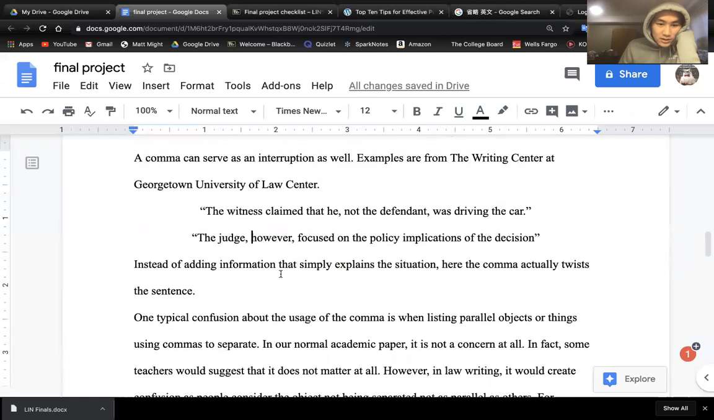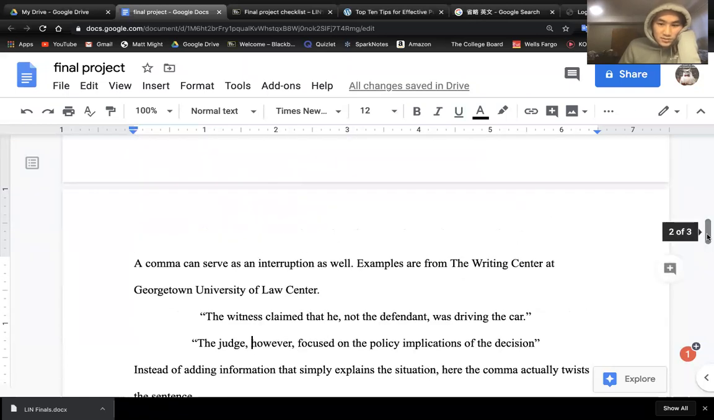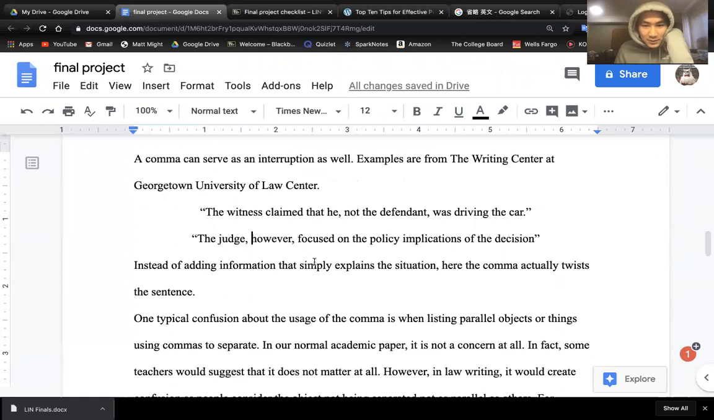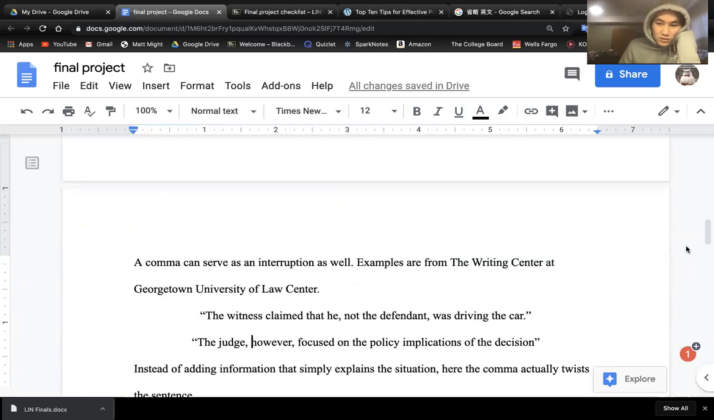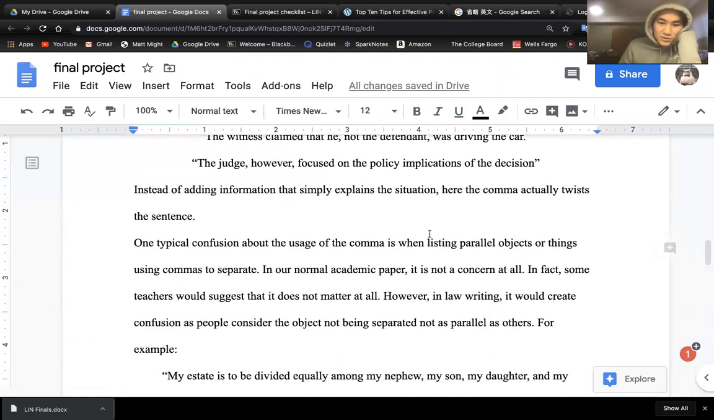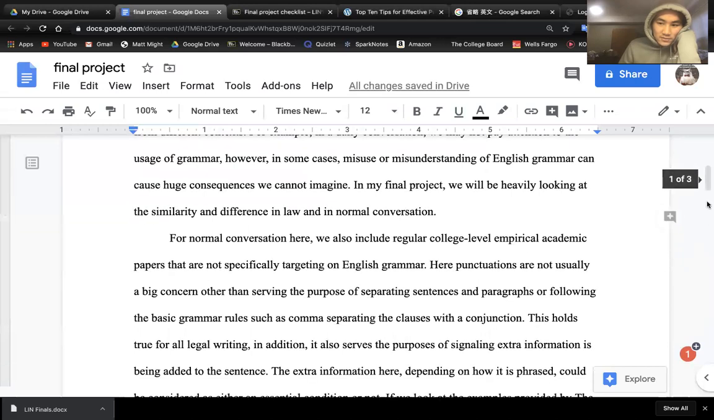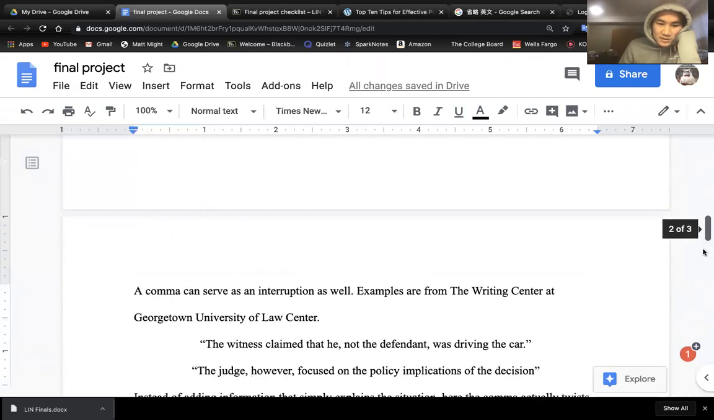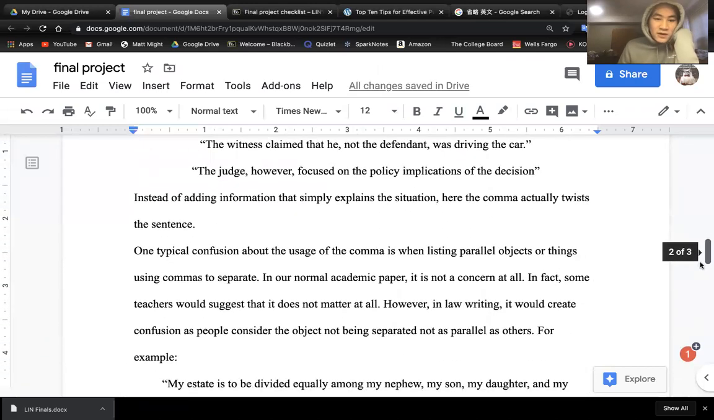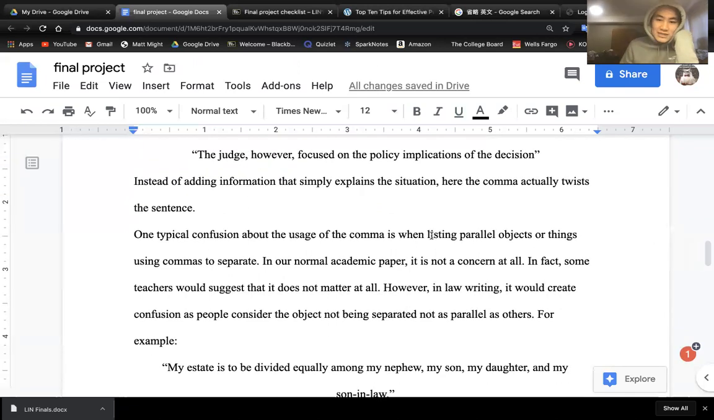So sometimes, instead of adding information that simply explains the situation, the comma actually twists the sentence. One typical confusion about the usage of the comma is when listing parallel objects or things, using commas to separate. In a normal academic paper, it is not a concern at all.